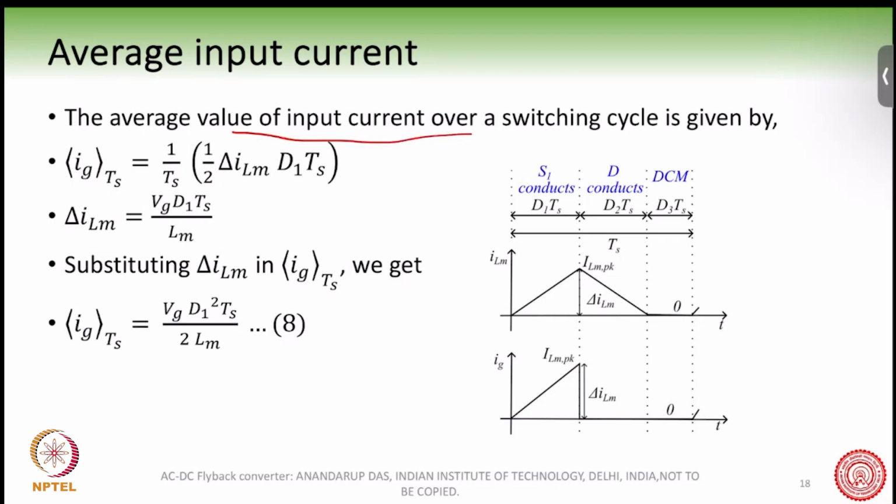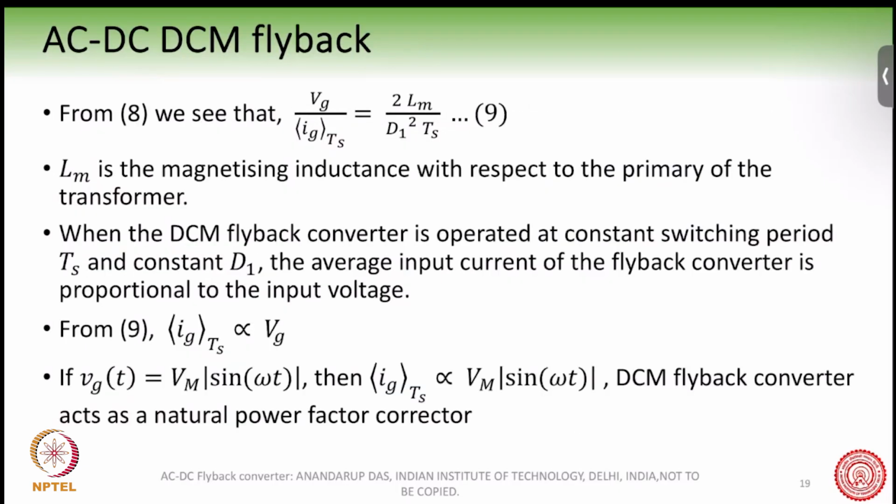Again, similarly, we can find IG Ts, do the same thing, and we get this expression here. Then delta ILM we have found out is like this, and if you substitute, IG Ts is something like this. Okay, this is going to play an important role. We'll see in the next slides what the average value of the input current is, because this IG current will get reflected on the AC side.